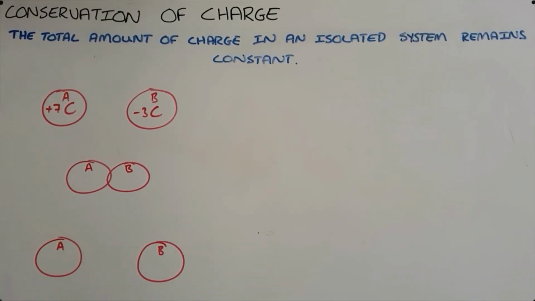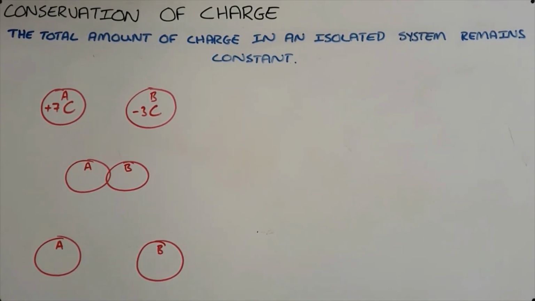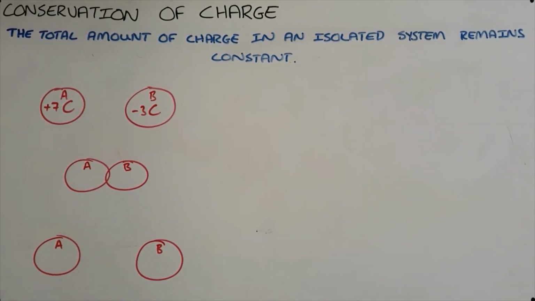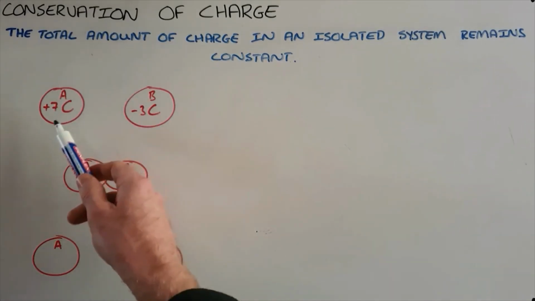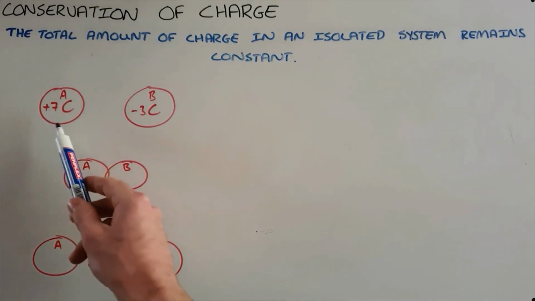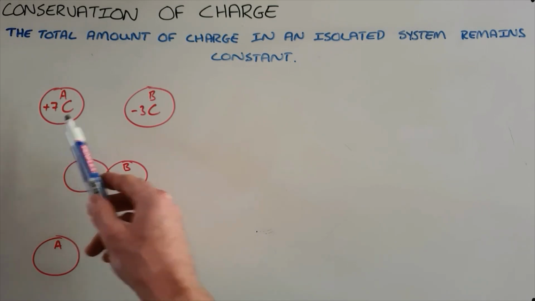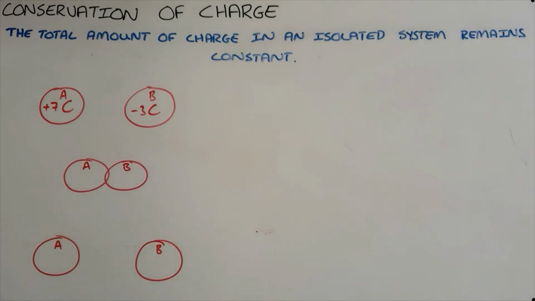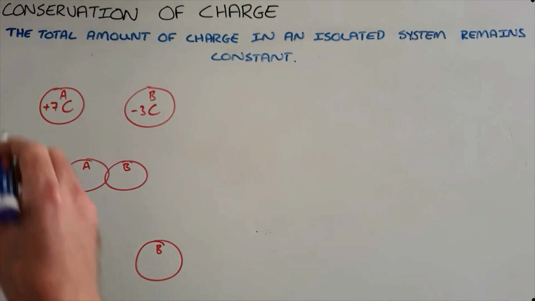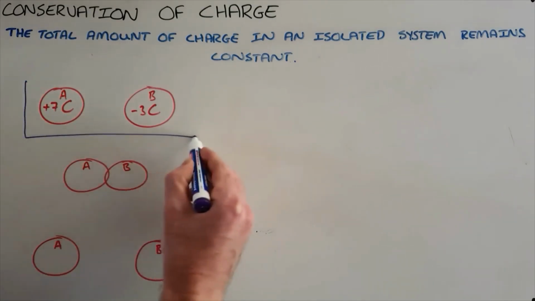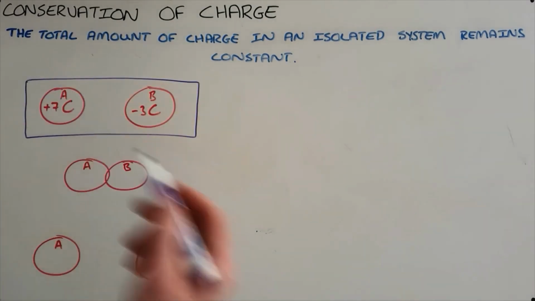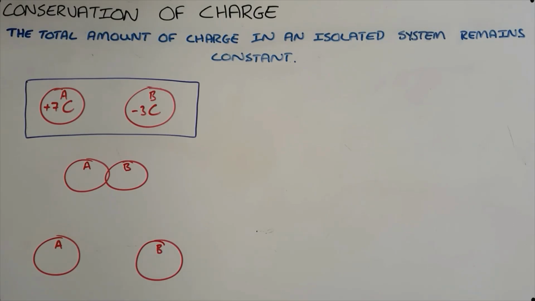The principle of conservation of charge states that the total amount of charge in an isolated system remains constant, and one way that we show that is with something called charge sharing, where we have two charged objects that are initially separate from each other. So here we have object A with a charge of 7 coulombs and object B with a charge of -3 coulombs. The isolated system is the system that contains these two objects.